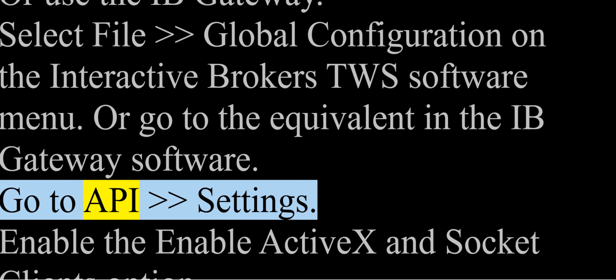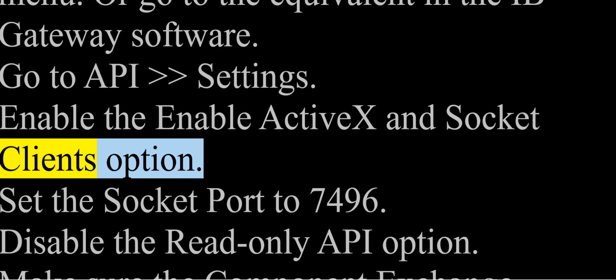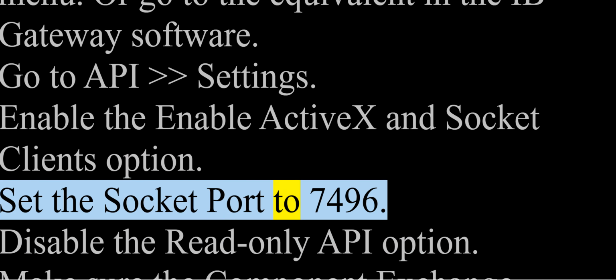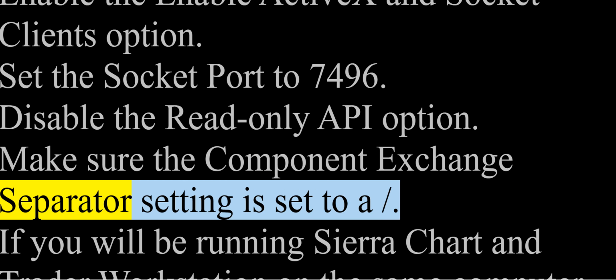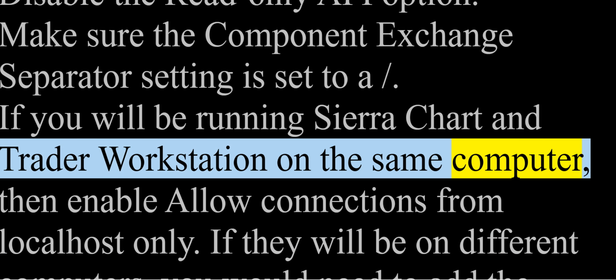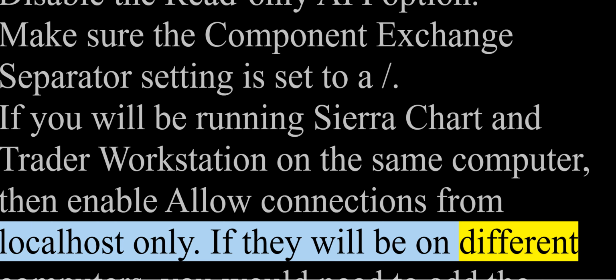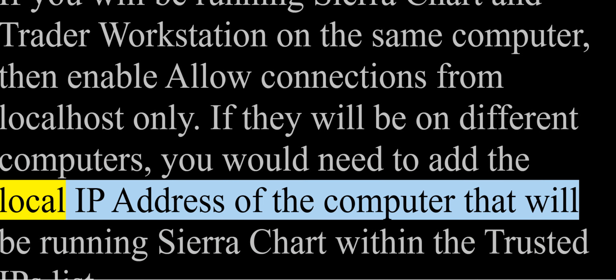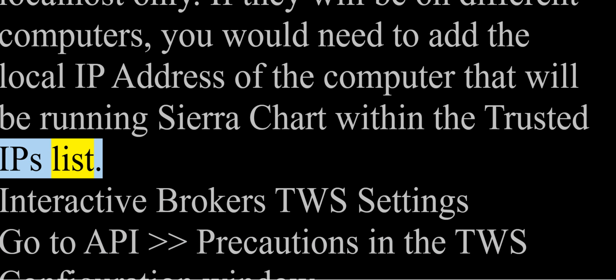Go to API Settings. Enable the Enable ActiveX and Socket Clients option. Set the socket port to 7496. Disable the Read-Only API option. Make sure the Component Exchange Separator setting is set to A/. If you will be running Sierra Chart and Trader Workstation on the same computer, then enable Allow Connections from localhost only. If they will be on different computers, you would need to add the local IP address of the computer that will be running Sierra Chart within the Trusted IPs list.